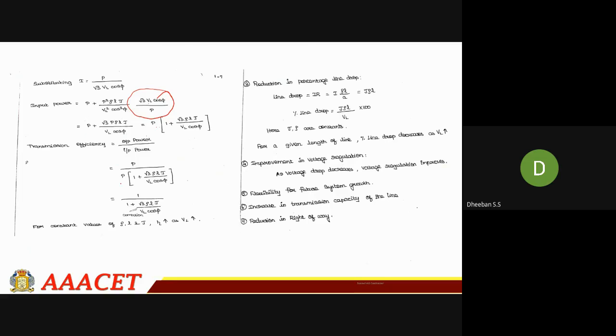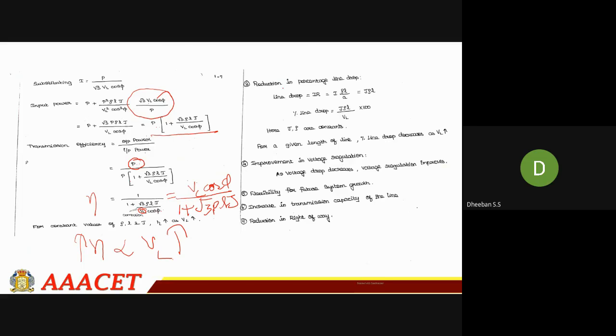Now we have to find the efficiency. The transmission efficiency is output by input. Output power is nothing but P, and input power is what we have got from here. So now we can easily tell that your VL is in the denominator, so it is 1 by denominator. This will become VL cos phi by 1 plus root 3 rho L J. Now you can see your efficiency and your VL are directly proportional. As VL increases, your eta also increases.